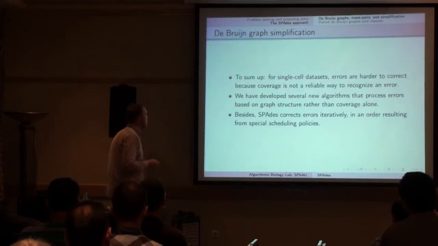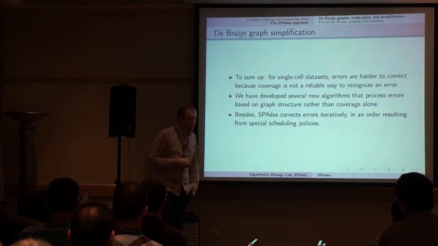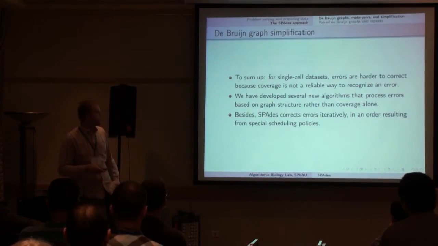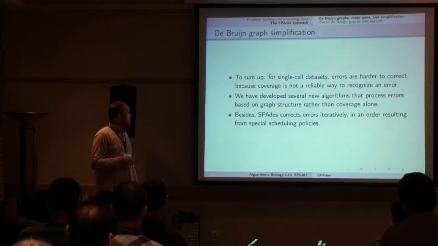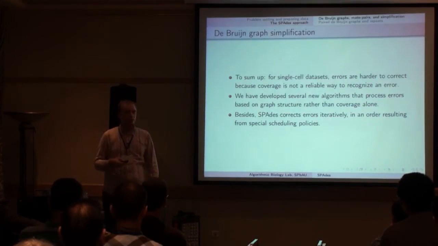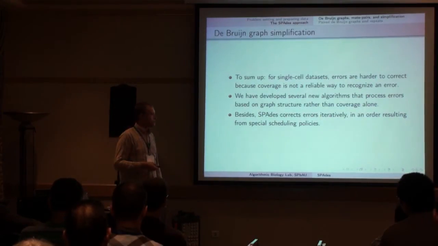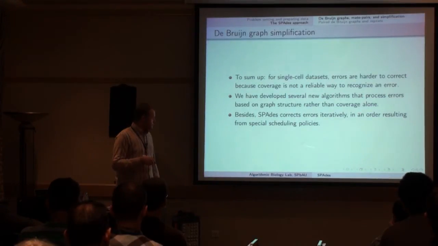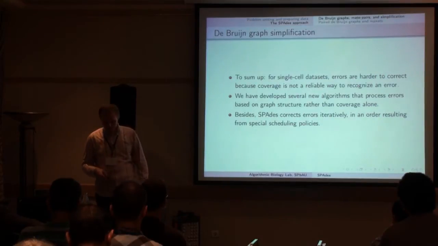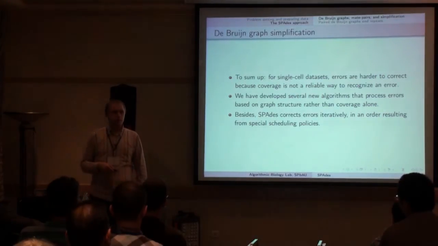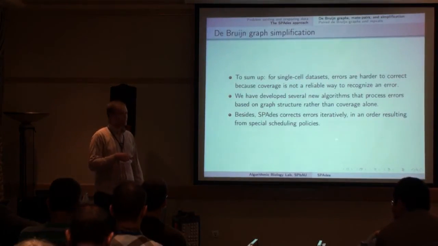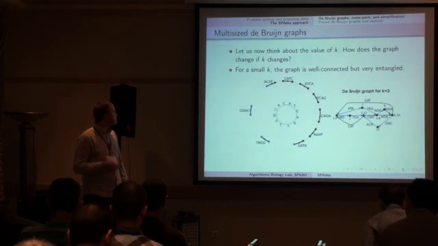To sum up this part, for single cell data sets, errors become harder to correct because you cannot rely on coverage. So we have developed several new algorithms that process errors based on graph structure and not only on coverage, although it still plays a role. And also a very important point is that SPAdes processes errors in a specific order that results from special scheduling policies.